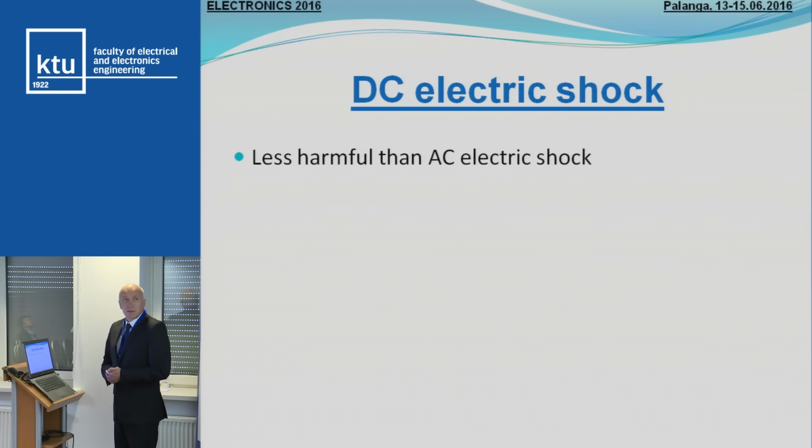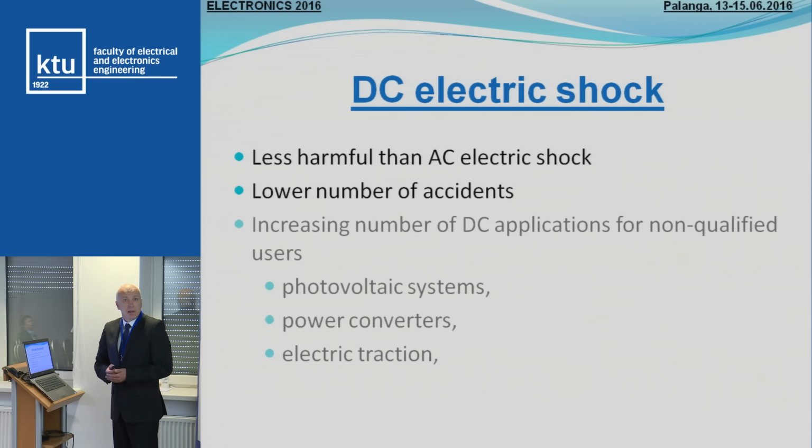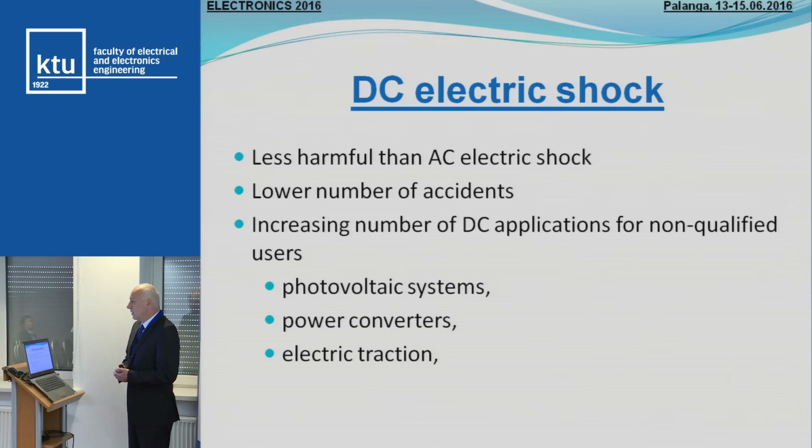It's well known that DC electric shock is less harmful than electric shock from alternating current. The number of accidents after DC electric shock is much lower. That's not only because it's less harmful, but especially because the applications of DC are much less common than of alternating current. However, the number of DC applications increases also for non-qualified users. I mean photovoltaic systems, which are widely used, especially in some countries.